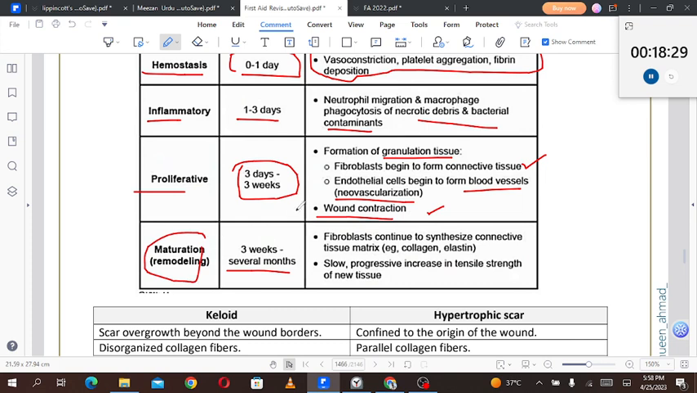Maturation or remodeling. From 3 weeks to several months, fibroblasts continue to synthesize the connective tissue matrix, for example the collagen and elastin. Slow progressive increase in the tensile strength of the new tissue.